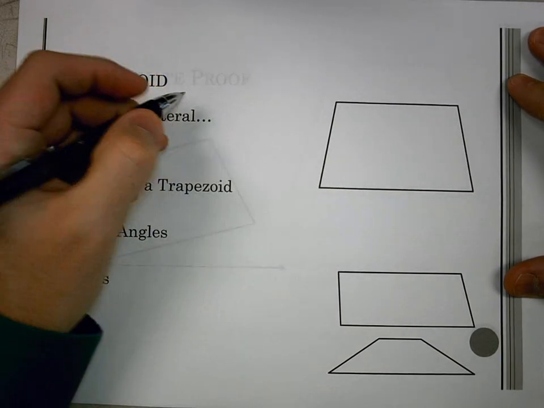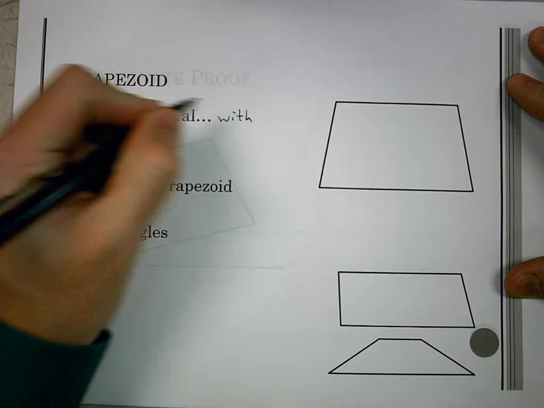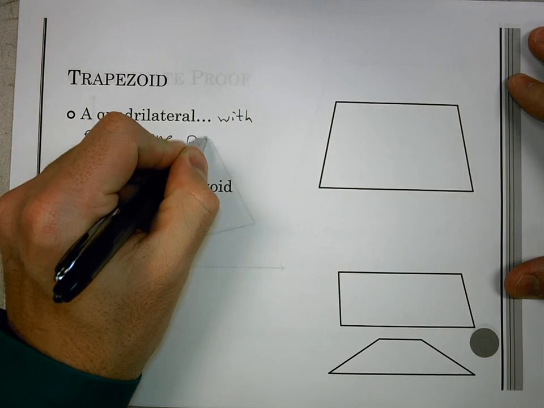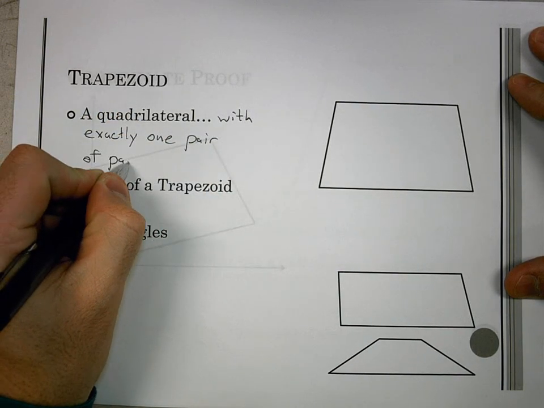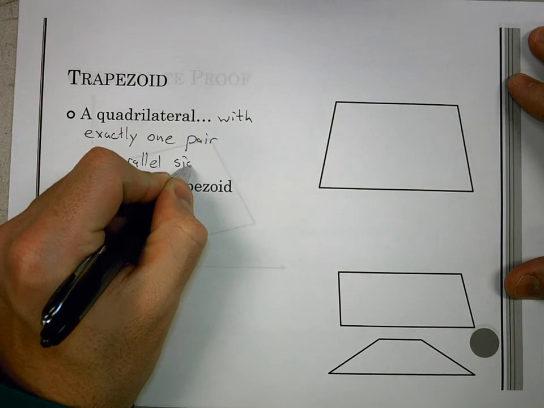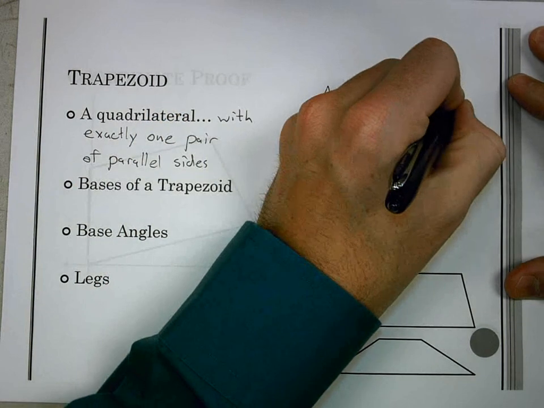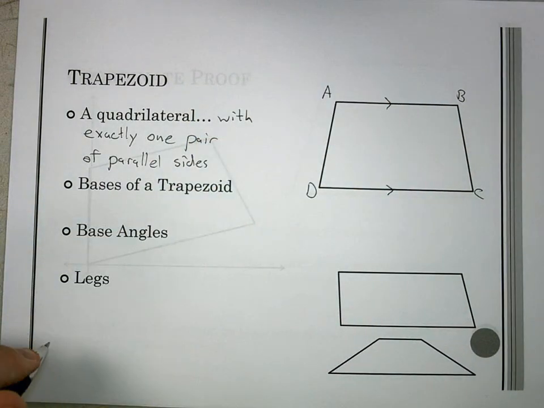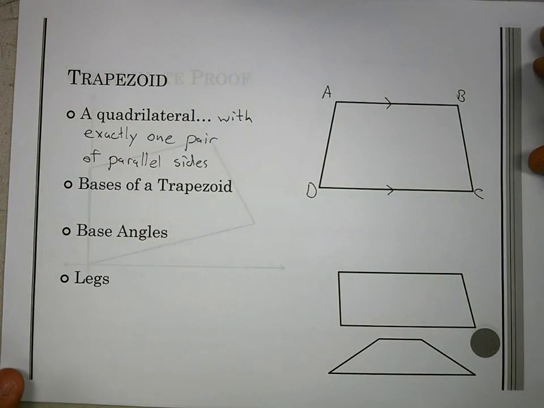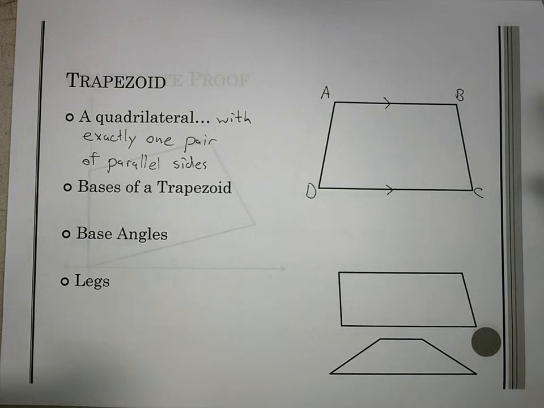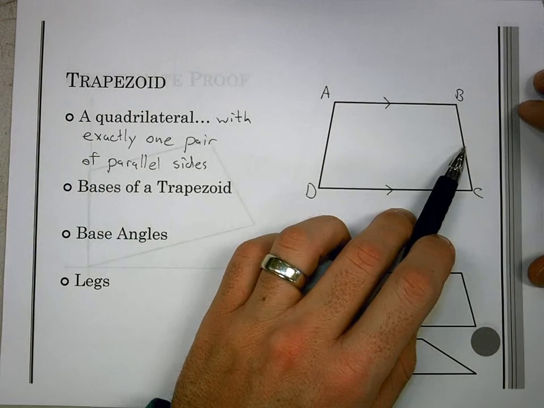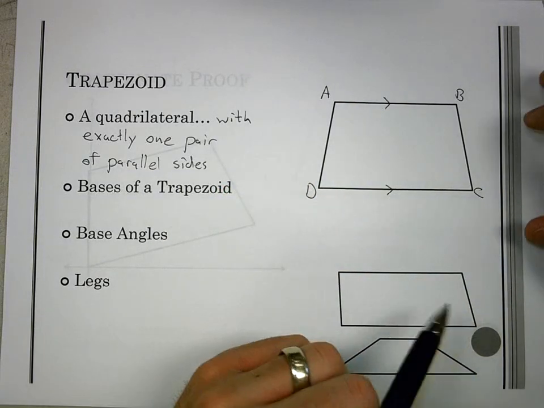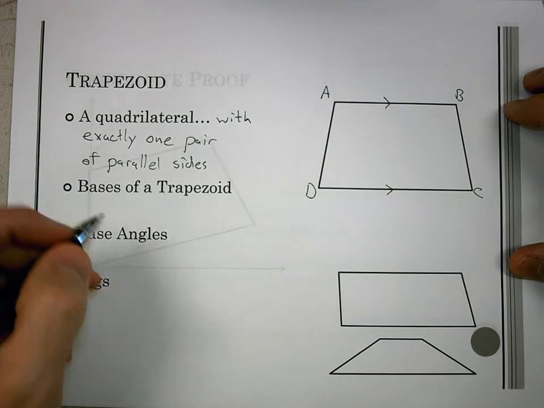A trapezoid is going to be a quadrilateral with exactly one pair of parallel sides. So if we call this A, B, C, D, the two parallel sides we're going to be talking about would be AB and DC. So those have to be parallel. If they're parallel, we have a trapezoid. AD and BC will not be parallel, because if they were, we would have a parallelogram, and this again is not a parallelogram. Now we can identify some of the parts of the trapezoid.